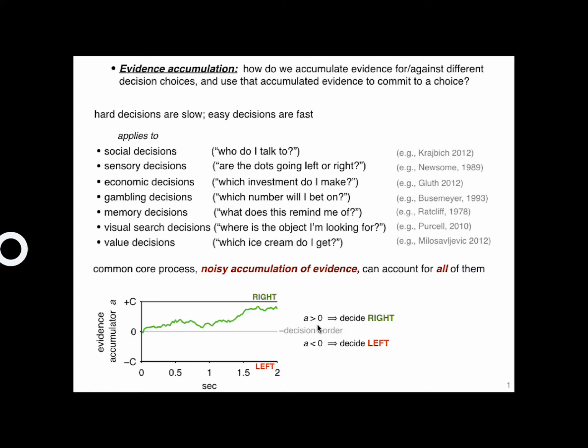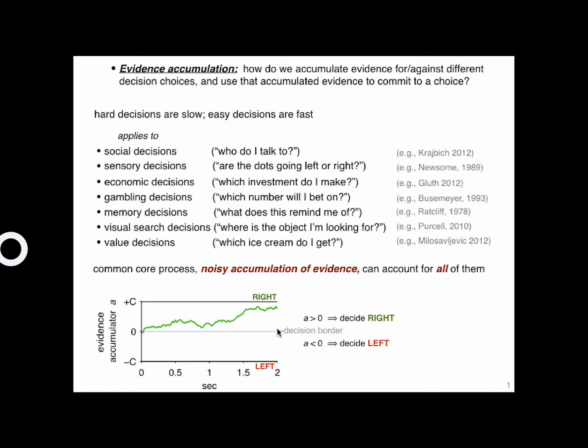Super simple picture, right? Extremely simple. But you can already see that it accounts for this observation. And the basic idea is that if the decision is difficult, if at each moment the evidence for right or for left is small, then the fluctuations, the things that you'll be adding and subtracting from A, are going to be small, and it's going to take a long time to move away from this decision border.